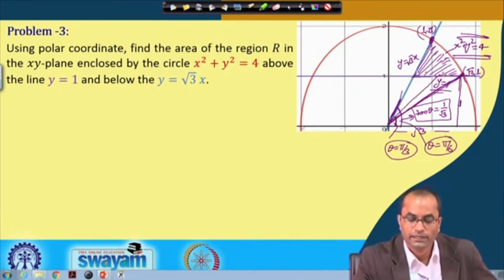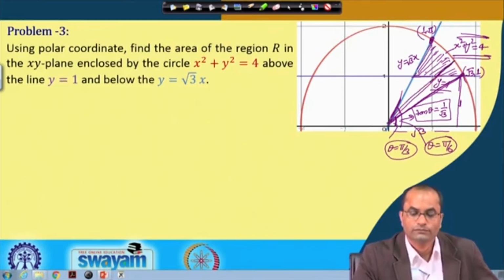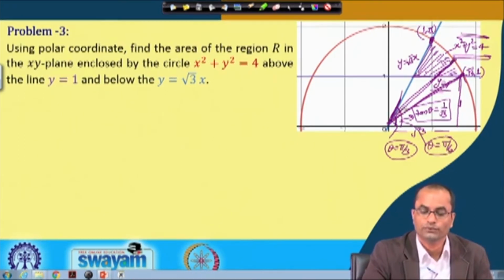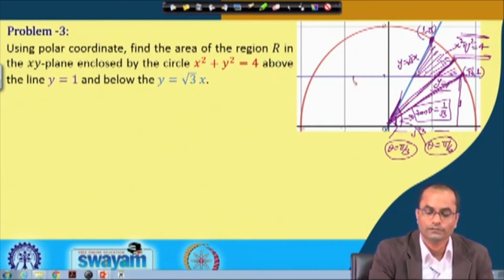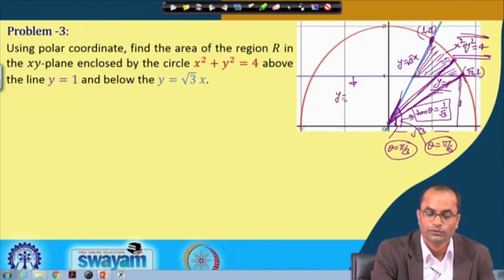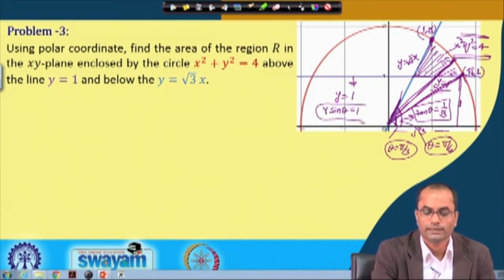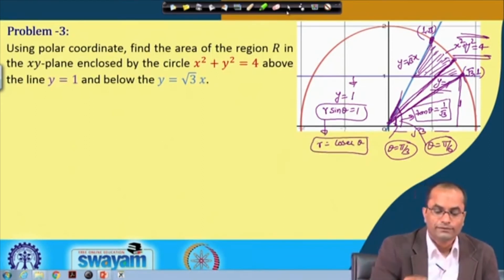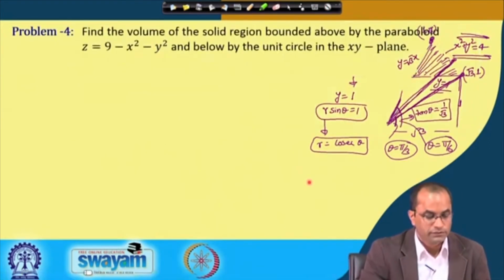And for r we are going from this line to the circle. The equation of this circle is r is equal to 2. So, we are going up to r is equal to 2, and the equation of this line is y is equal to 1. If we put r sin theta is equal to 1, from here we can get r. So, r is cosec theta. We have now everything ready to compute.